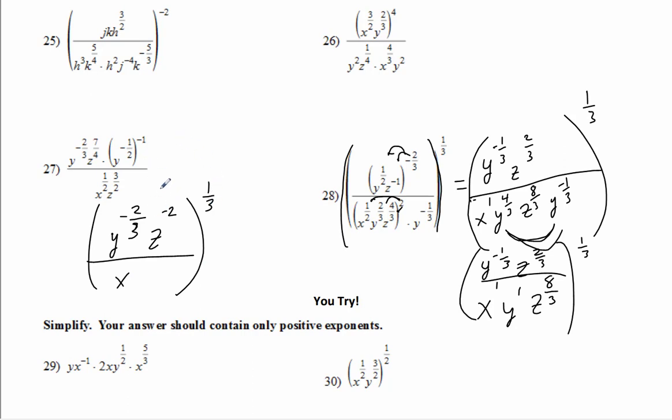Okay, so then what am I going to do? Well, yes, you have negatives here, and you can move them down below, and then you can multiply by 1/3, but I'm just going to multiply by 1/3 now, and then I'll move them later. That's not that big of a deal. So I get y to the what? I get negative 2/9.